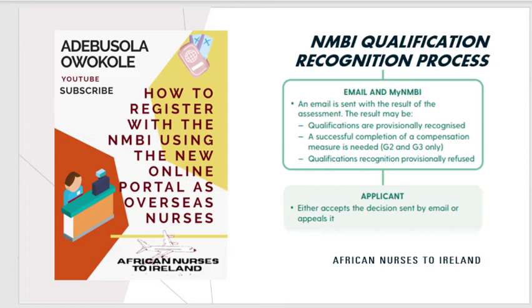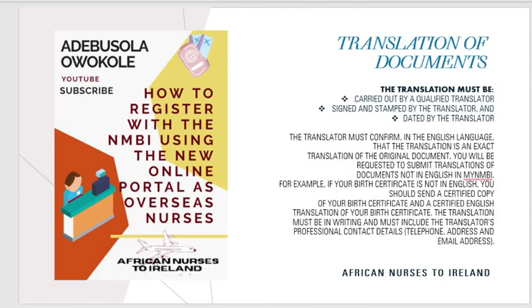If you watch my previous videos, I've explained in the video on the NMBI step 5 decision process the 5 outcomes of the NMBI assessment, what they could be. And I've explained the reasons why some applications are refused by the NMBI as well. For group 3 applicants, oftentimes the outcome is that a compensation measure is needed. So it's either the applicants accept the decision sent by email or refuse it.